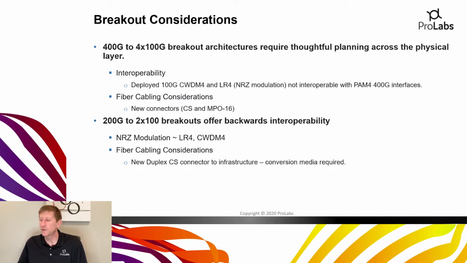Your fiber cabling considerations: the new connectors, CS, MPO16, you probably don't have those in your network today. You're going to need to buy those, right? You may need to clean them. You may need to do a number of things that you don't do today. Also, 200 gig to 2x100 gig breakouts do offer backwards interoperability, meaning that the NRZ modulation makes those interoperable with legacy LR4 and CWDM4 transceivers that may be in your network today. So for the fiber cabling considerations there, you may need to worry about new duplex CS connectors, and you may need conversion media.